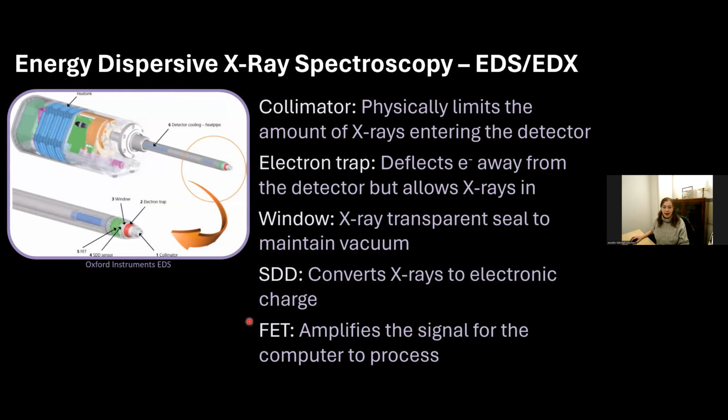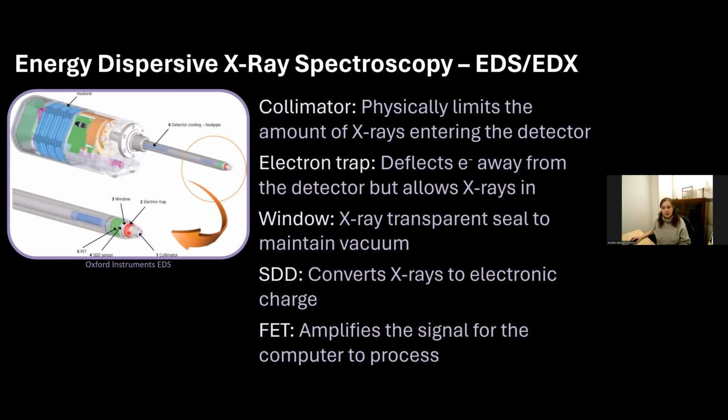So these detectors are basically a series of individual parts that come together to make maths happen in the computer. So at the front, we have our little collimator. This is physically stopping some of the X-rays getting into the detector. If we didn't have that, we'd be measuring X-rays coming from everywhere within the sample, also everywhere from within the microscope. So you'd end up measuring X-rays coming from like the brass that lines the inside of the instruments.